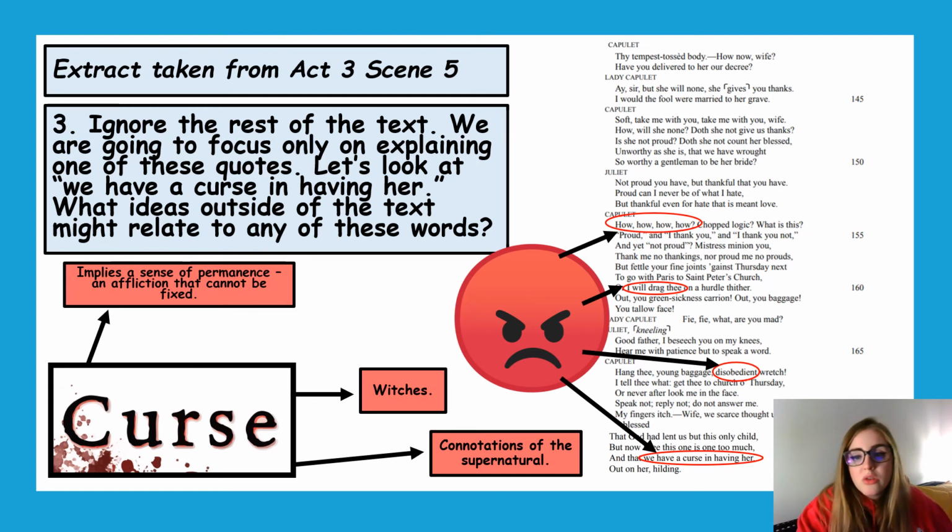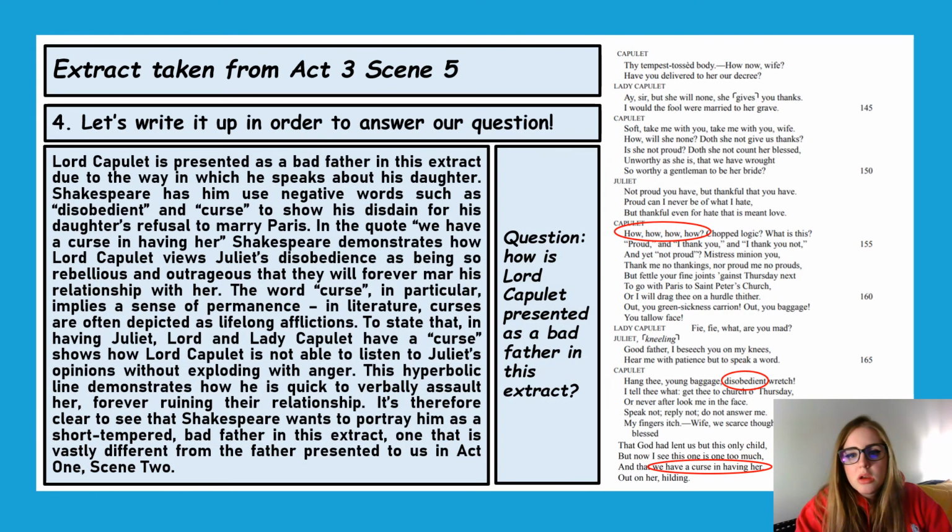I know that I could write about witches at the time. However, I'm going to try and stay really focused on the question. So again, here's the question about him being a bad father, not a loving one, a bad father. Lord Capulet is presented as a bad father in this extract due to the way in which he speaks about his daughter. Shakespeare has him use negative words such as disobedient and cursed to show his disdain for his daughter's refusal to marry Paris. In the quote, we have a curse in having her.